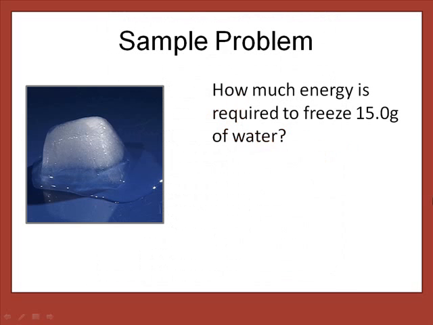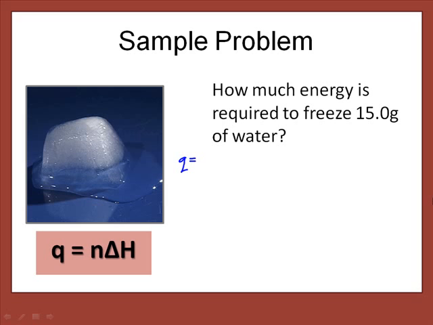We've got some ice that we want to freeze. Well, we want to make ice, so we have liquid water we want it to freeze. And we have 15 grams of it. Let me first show you just simply how you can plug this into Q equals n delta H. We know we want to find energy, so we're solving for Q. n is moles, so we're going to have to turn 15 grams into moles.